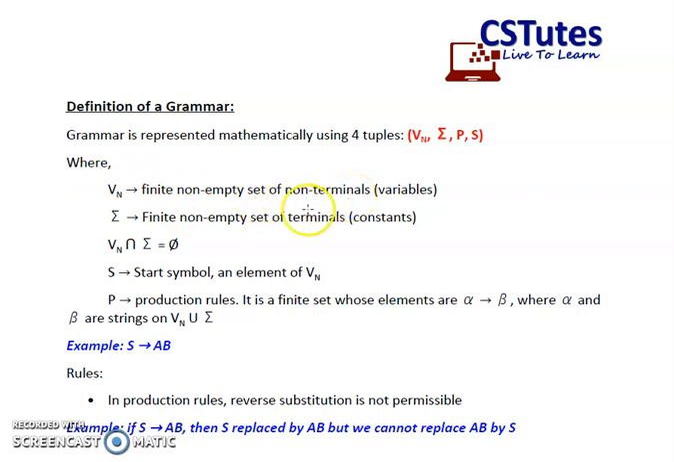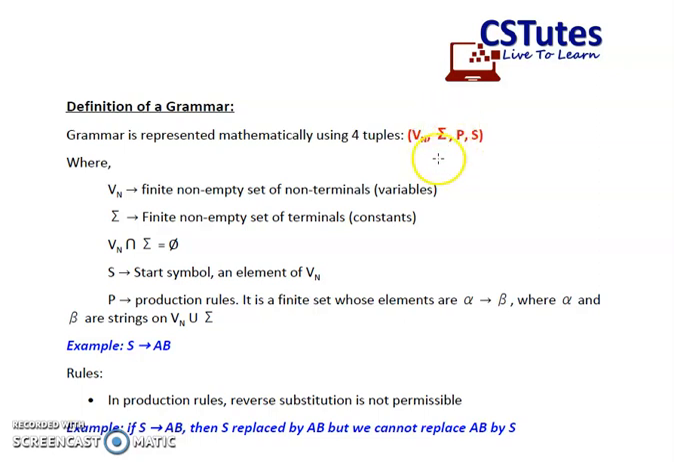So, what is a non-terminal? A non-terminal is a variable that can be replaced by some other value. So, a variable is something which can be changed, which can be replaced by some other value.